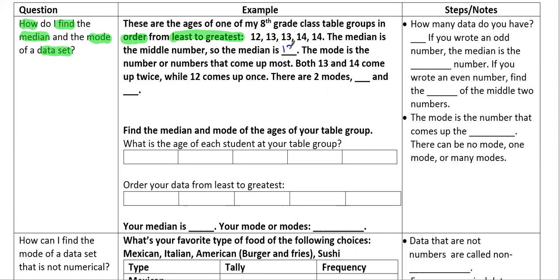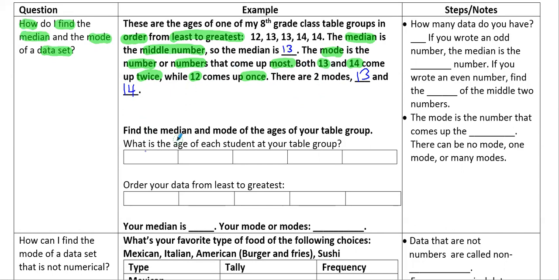That was pretty easy. The mode is the number, and I should get my highlighter out here. Median is the middle number. The mode is the number or numbers that come up most. Mode, most. Both 13 and 14 come up twice, while 12 comes up once. So there are 2 modes, and those modes are 13 and 14.